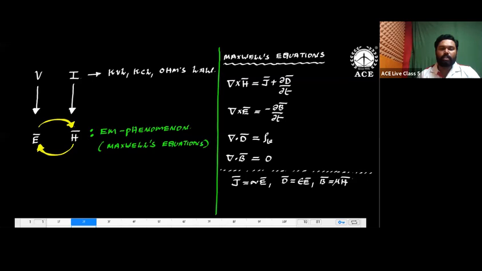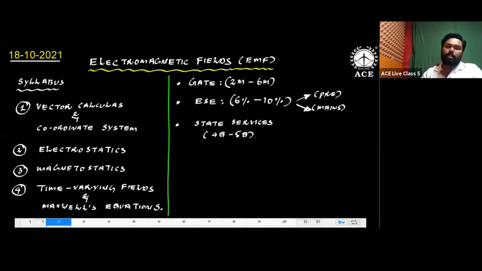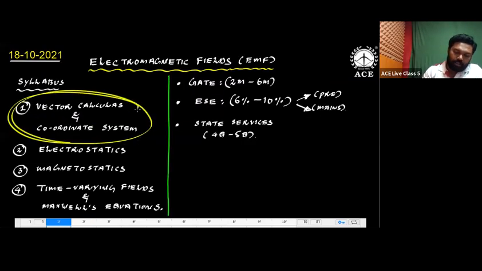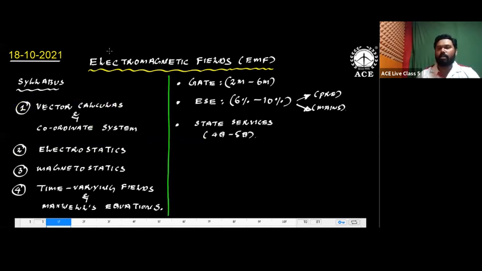So ultimately, observe here. Let me go back. That is the reason why your topic number 1 is dedicated to vector calculus and coordinate system. So what we're going to do in vector calculus, topic number 1, is discuss all the necessary mathematics required to understand the EM phenomena, through the Maxwell's equations. Clear?